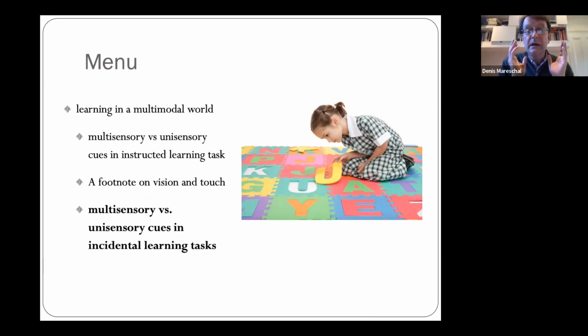These were in an instructed task, where the children were told that there is a category, a family, and the instruction was to figure out which one went where. Here we're asking a similar question, but we're using an incidental learning task, where the category learning is happening but is not what they're focusing on.